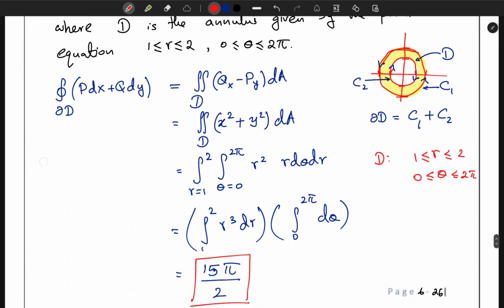Okay, so the use of Green's theorem here is, if you do not use Green's theorem, you will have to do two line integrals, one for the outer bound, then one for the inner bound. Instead of doing that, we can do a single double integral, which is not that hard to evaluate.